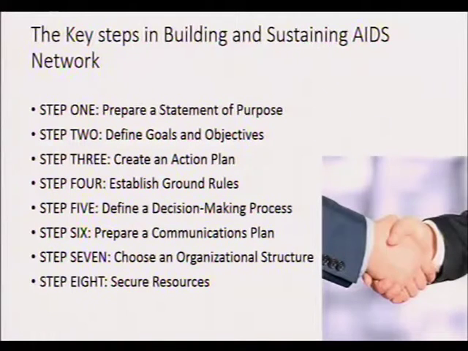Step number two is, once you have that agreement, and you know what your purpose is, then you need to define your goals and your objectives. What do you want to achieve as a partner? What do you want to achieve as a network? And once you know what you want to achieve, then you need to step back and come up with an action plan. This is what you want to achieve. What are we going to do together as a partner or as a network to achieve our goal? And this is when action plans come in.